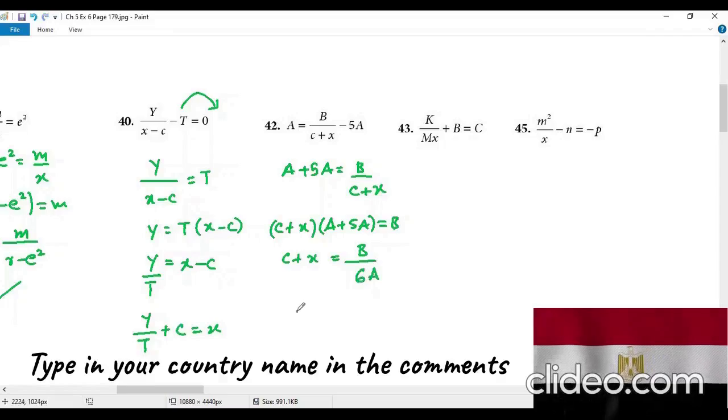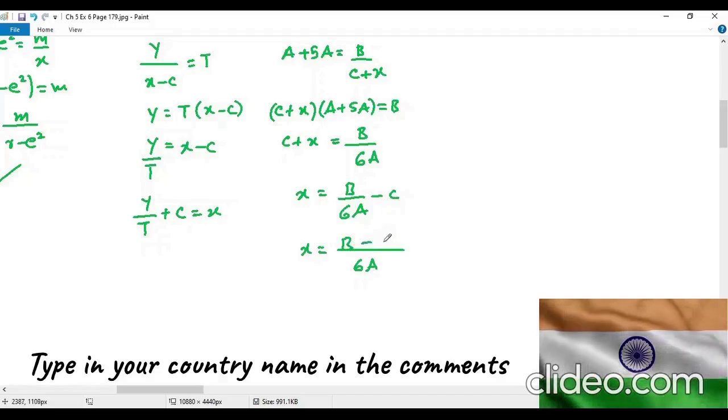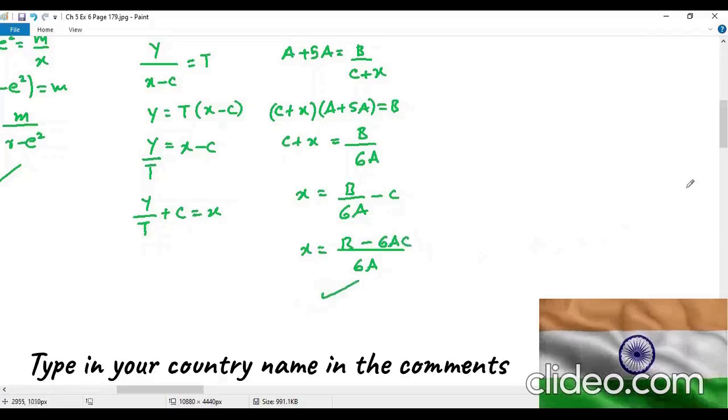Now x I will keep here, and b over 6a minus c, and if you want to further simplify, it's going to be a straight line, and 6a is the LCM, and b is going to be multiplied by 1 only, and c is going to be multiplied by 6a. So 6ac is going to be your final answer.